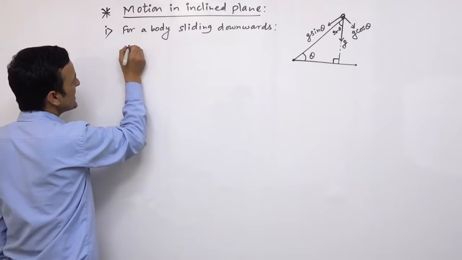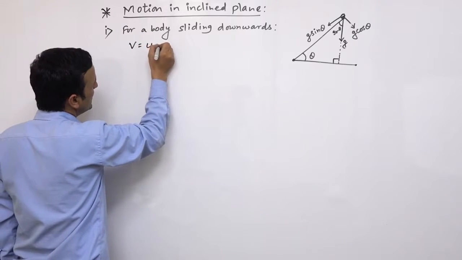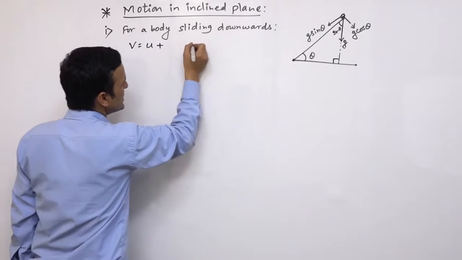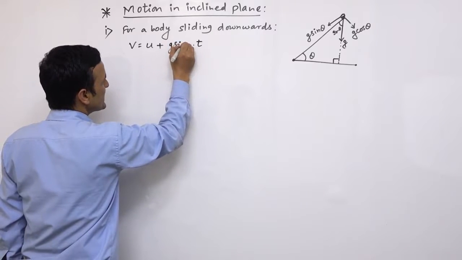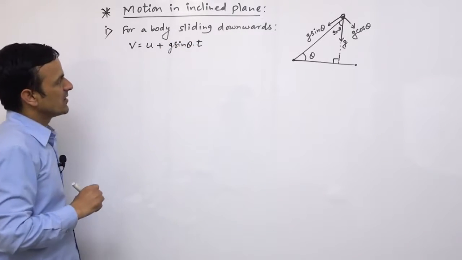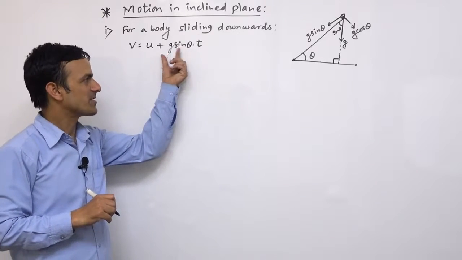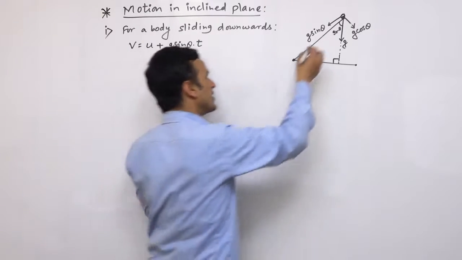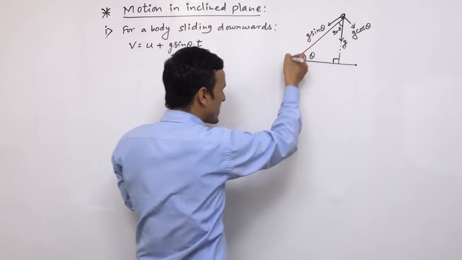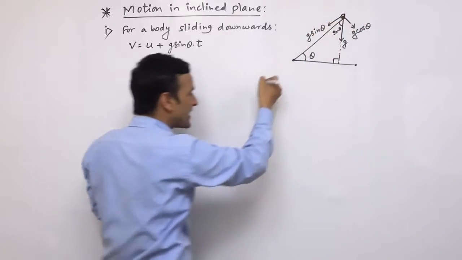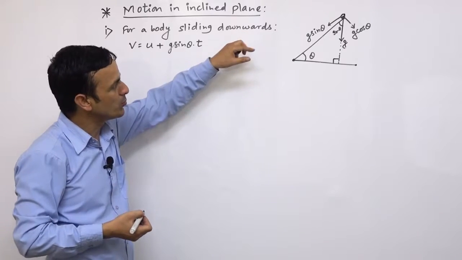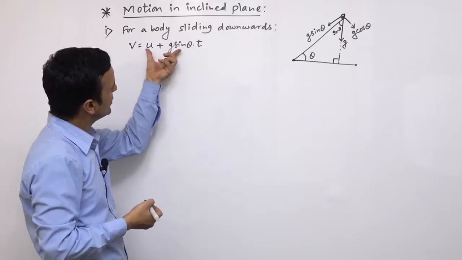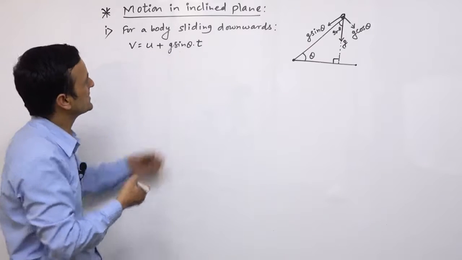So in this case, we can find out that this one is u plus a b g t. Now what we learn is that instead of g, we take g sin theta. In the previous case we only wrote g, but now we write g sin theta. In this case, from this position, sliding down to the bottom level, with the body moving downward from the top, we can use this equation of motion.